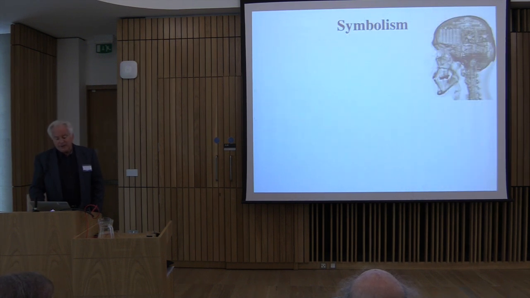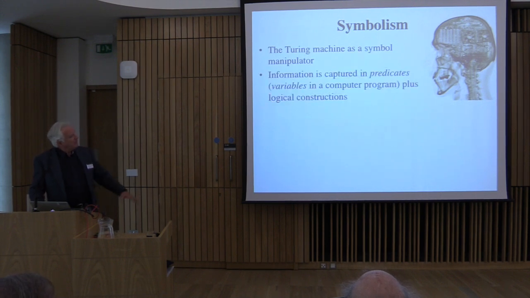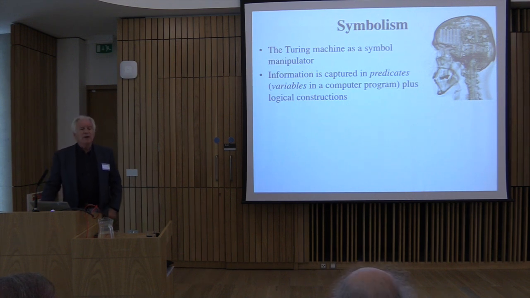So that's the beginning. The Turing machine is a symbol manipulator. If you do it in logic or in computer science, the basic building blocks of your expressions are predicates or variables. Then you do all kinds of logical constructions on top of that: Boolean operators, quantifiers, unification, what have you.